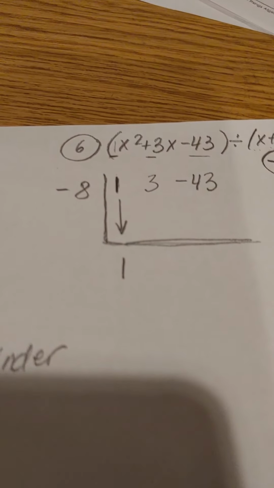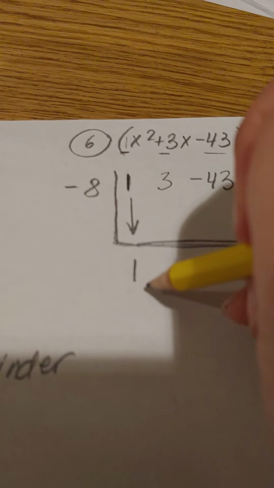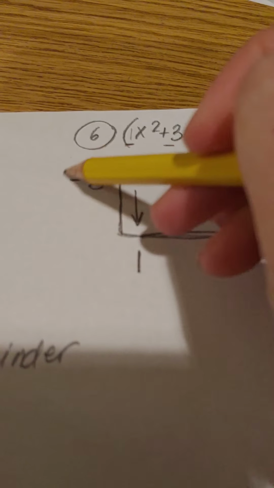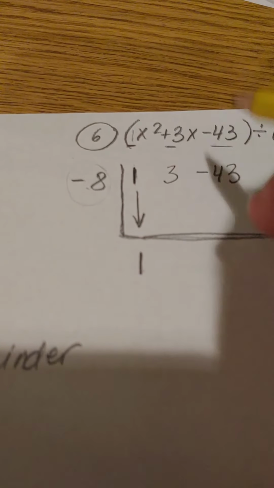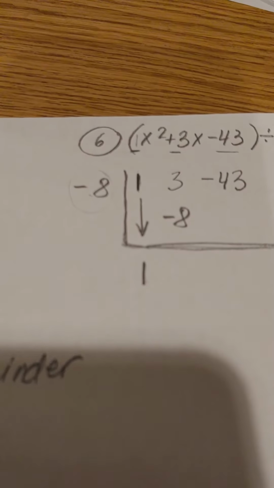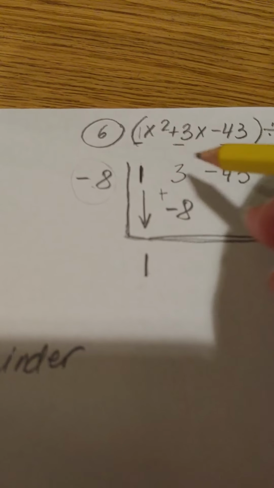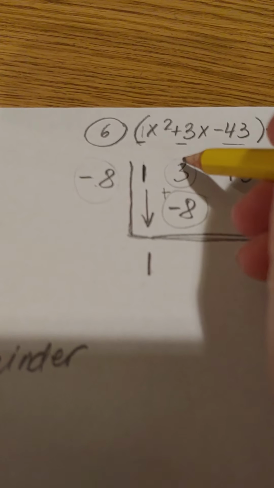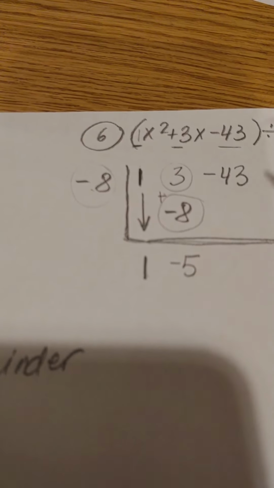This 1 is just going down. I'm going to put it down. So we have a number here. Now this number is going to be multiplied by negative 8. 1 times negative 8 is going to be negative 8. And now we're going to put this negative 8 under the 3. Now we will be adding these two numbers. 3 plus negative 8 is going to give me negative 5.